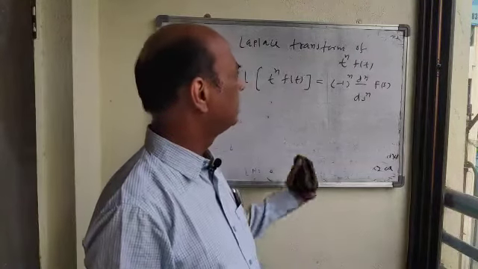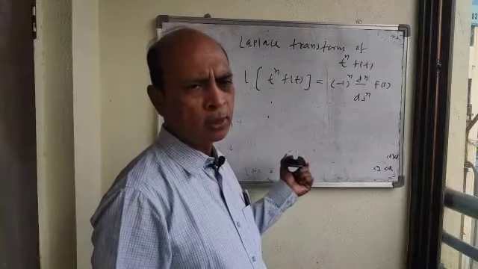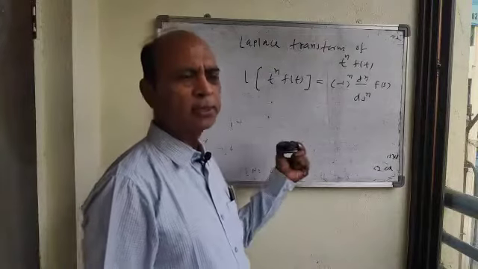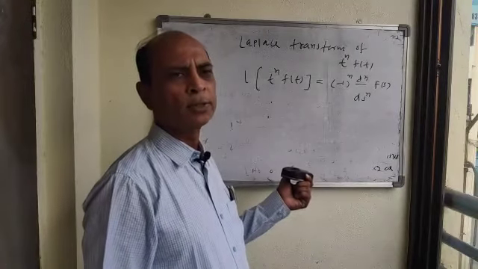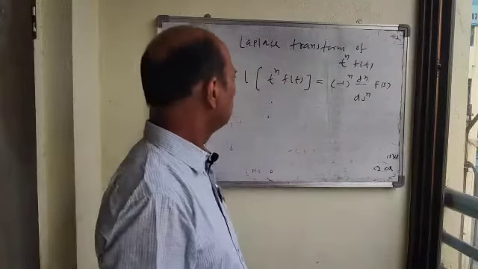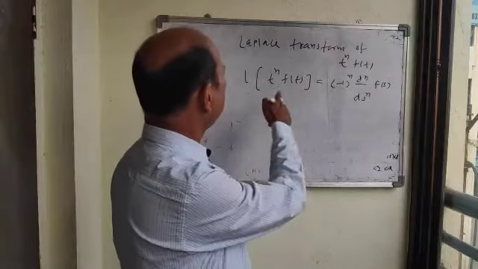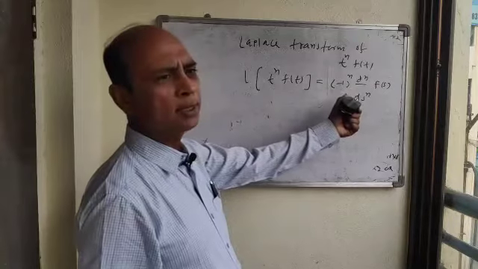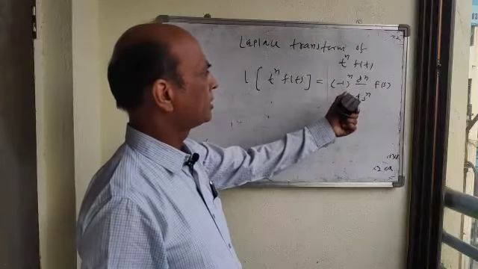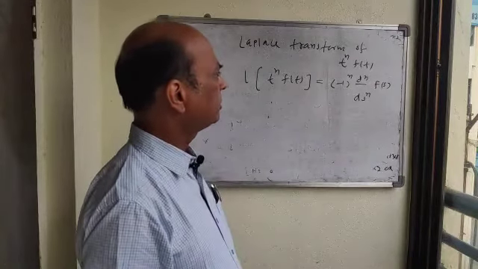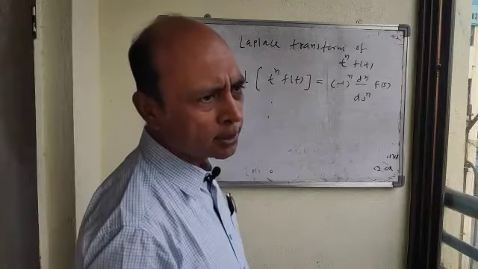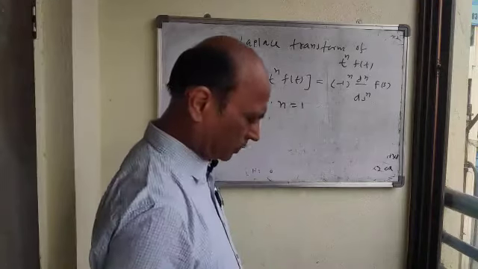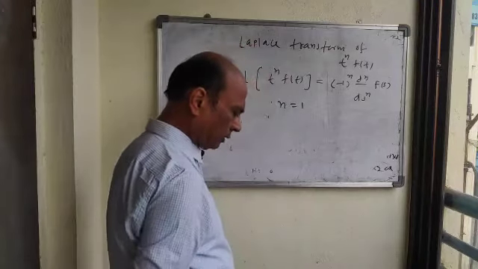Suppose we have to find the Laplace transform of t sin t, t cos t, or t square sin t. By applying this theorem, we can find the Laplace transform of such functions. So the result is L of t to the power n f of t is minus 1 raised to n, d n by ds n of f of s. Let us prove this by mathematical induction. First of all, we will see n equal to 1. What will happen? First we have to find L of t f of t.